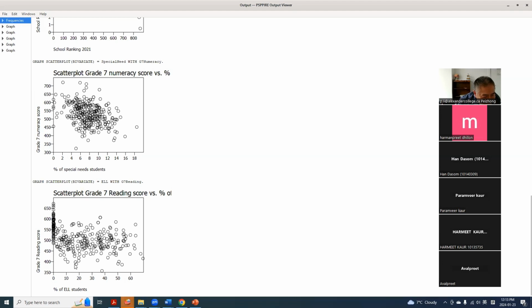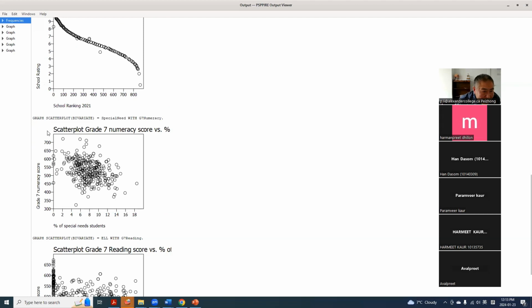Some schools have lower scores on reading. Some have higher. There's almost no relation between the percent of students who take English language classes and whether schools are doing poorly or better. So this is almost no relation, really weak. And this is a weak negative correlation.